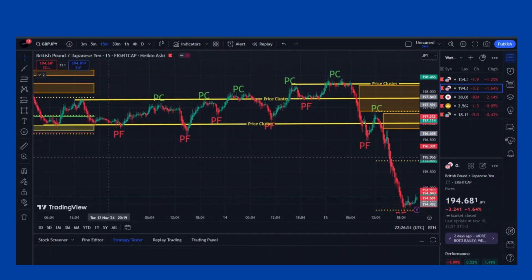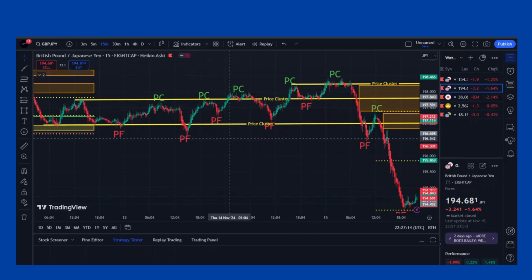Moving on to the next analysis of the day, we're looking at British Pound, Japanese Yen. As I can say, our strategies consist of 80% fundamental analysis and 20% entry model, which is statistics and technical analysis. All right, so here, as you can see, we start by denoting our price floor and price ceiling.